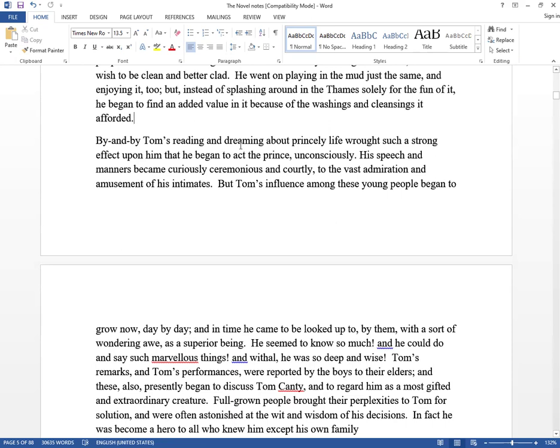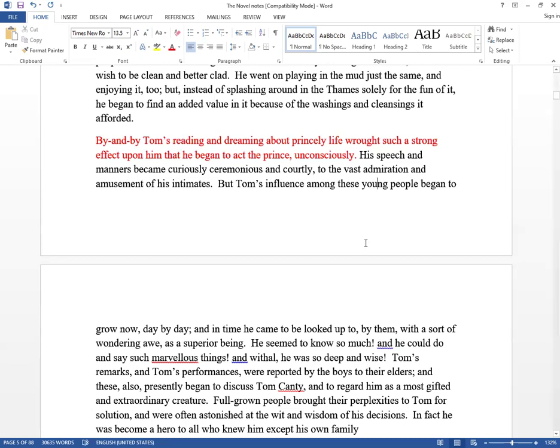Underline: by and by, Tom's reading and dreaming about princely life wrought such strong effect upon him, and he began to act like the prince unconsciously. Now, this is very important. Now Tom's habit changes because of education. Now Tom does not behave as a beggar boy. Now Tom behaves as a prince unconsciously, automatically, unknowing to him. Now it becomes a habit. What is his habit? Now he walks like a prince, he speaks like a prince, he thinks like a prince. Everything is princely now. Marvelous change because of reading and dreaming, reading and thinking.